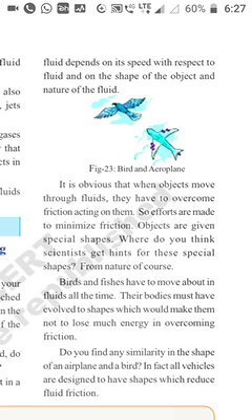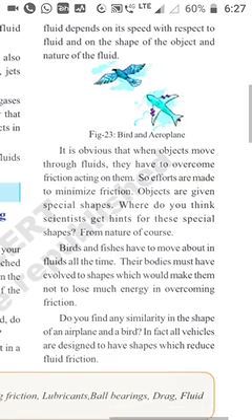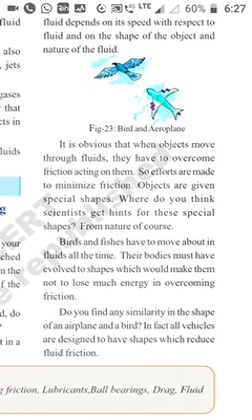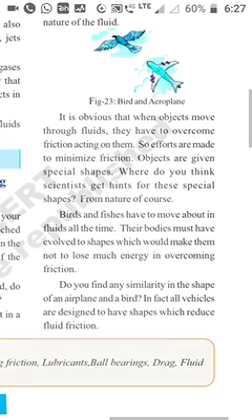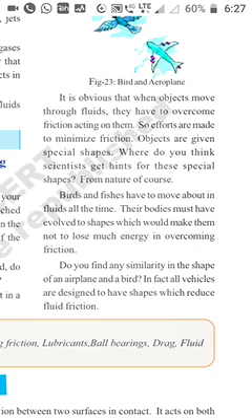It is obvious that when objects move through fluids, they have to overcome friction acting on them. So efforts are made to minimize friction. Objects are given special shapes. Where do you think scientists get hints for these special shapes? From nature, of course. Birds and fishes have to move about in fluids all the time. Their bodies must have evolved to a shape which would make them not lose much energy in overcoming friction.